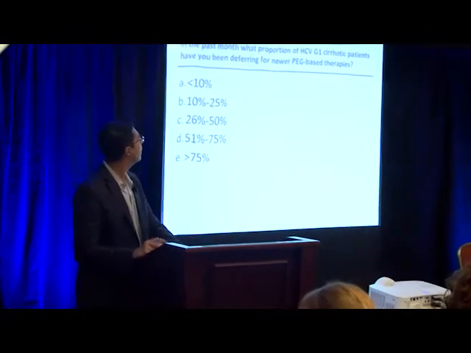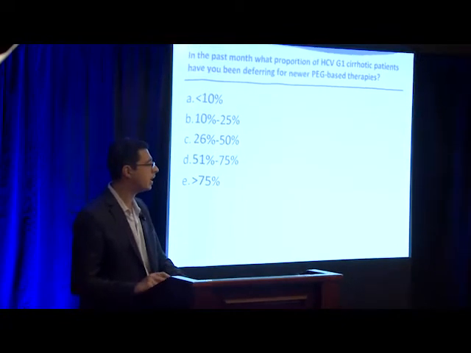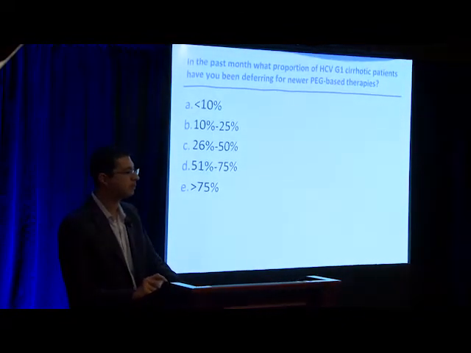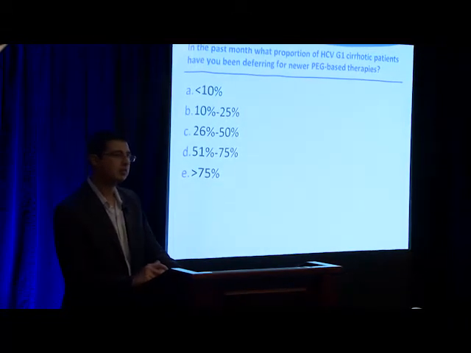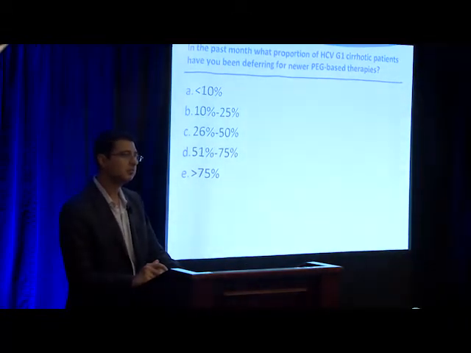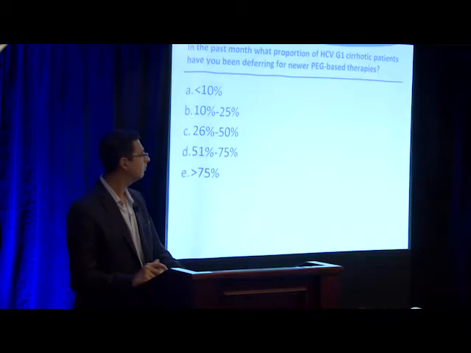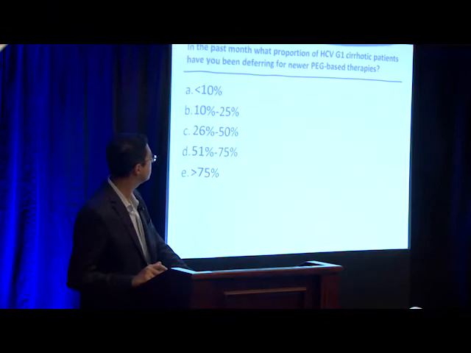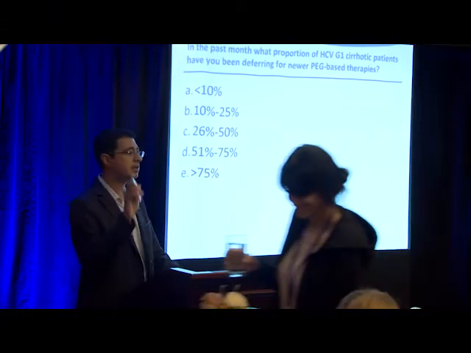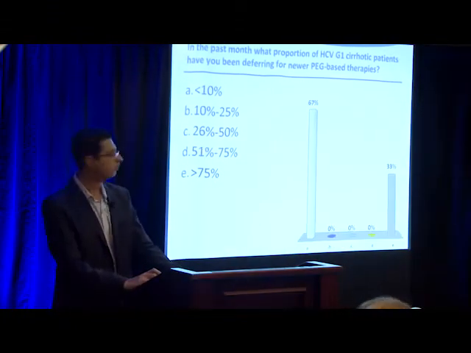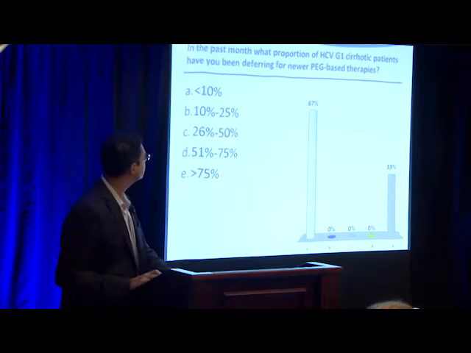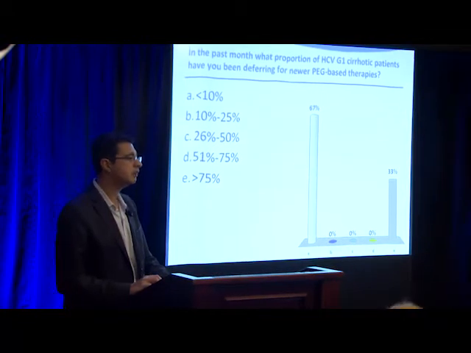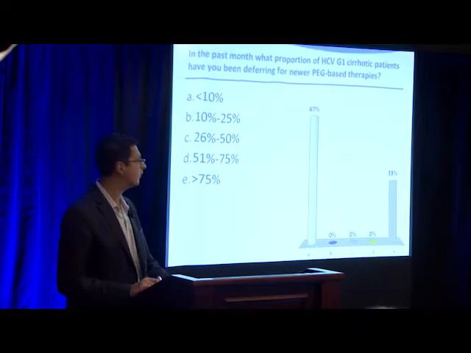So in the last month, what proportion of hepatitis C genotype 1 cirrhotic patients are you deferring for future PEG-based therapies? OK, so less than 10. So you're actually treating most of your cirrhotic patients, but thinking of deferring the stage 2s.